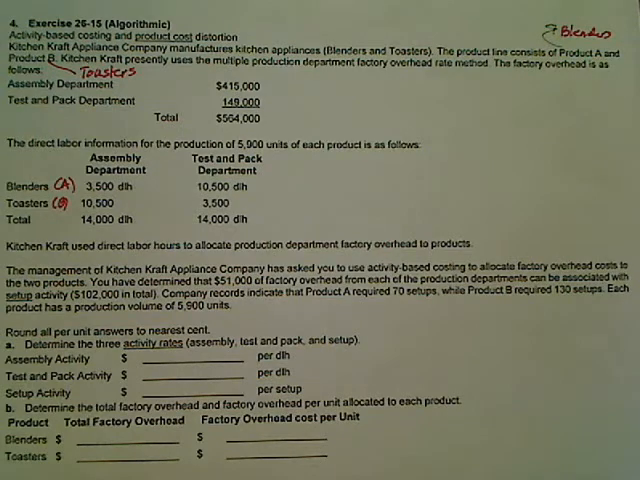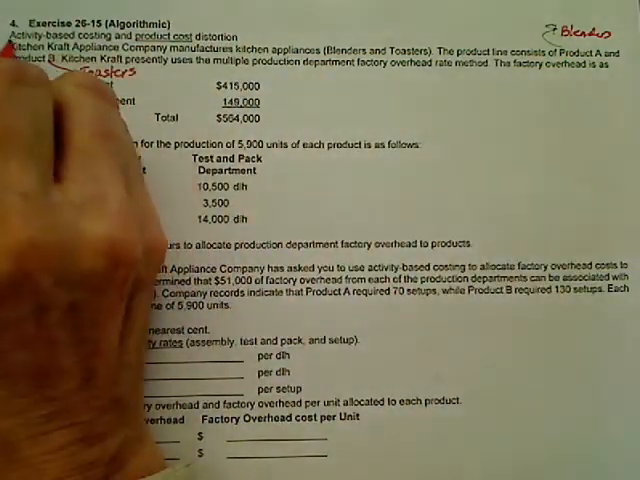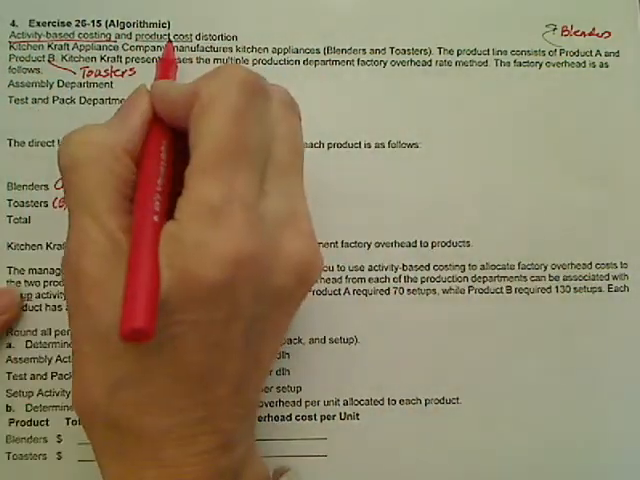Okay, Rio Hondo students, Accounting 102, this is exercise 2615. I'm doing this one also just in case we don't have time in class, and it's also a little bit tricky. This is activity-based costing and product cost distortion.